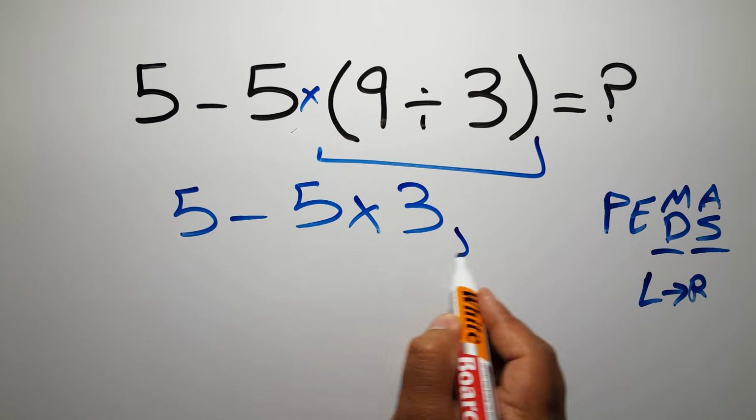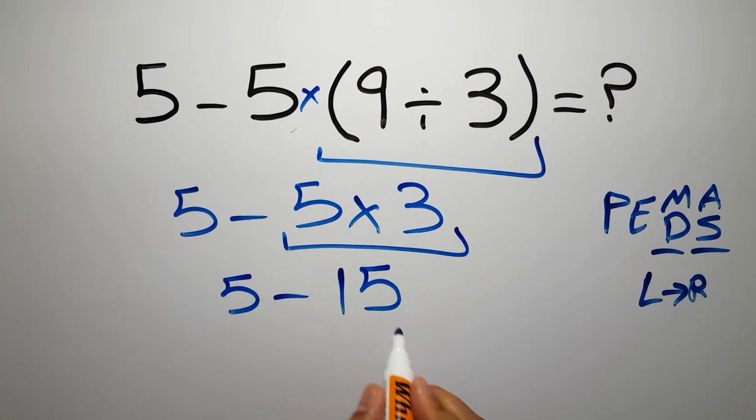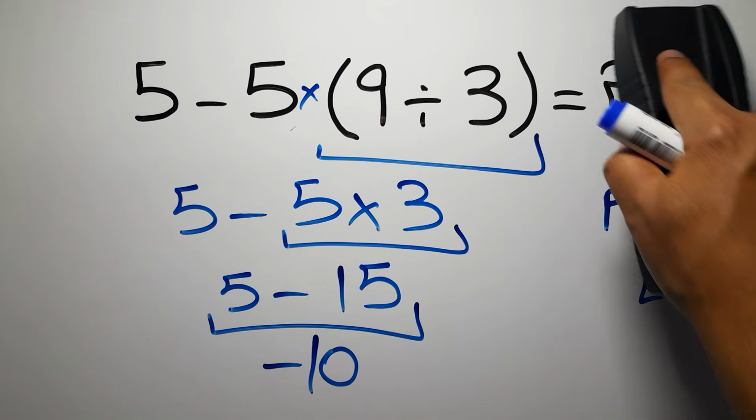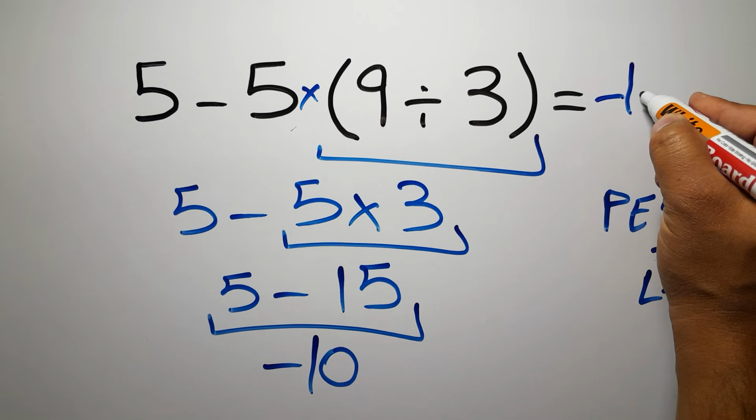5 times 3 is just 15. So 5 minus 15 equals negative 10. And this is our final answer to this problem. The correct answer is negative 10.